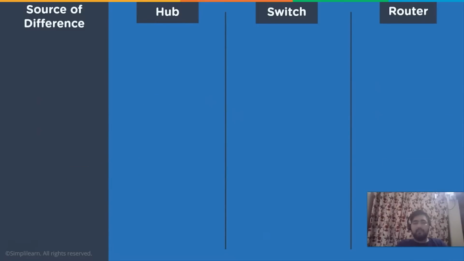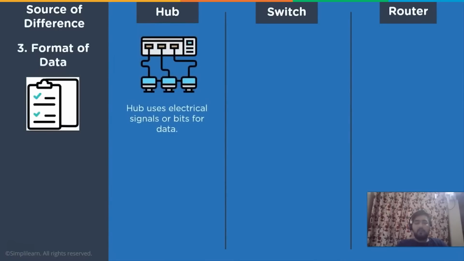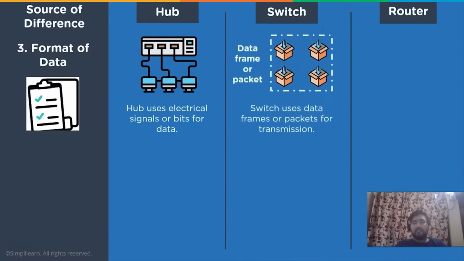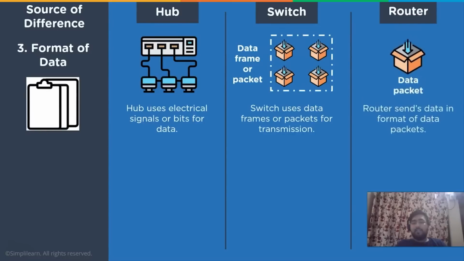Let's move on to some other differences, that is, the format of data used in each of them. A hub uses electrical signals or bits for data transmission in a network channel, whereas a switch uses data frames or data packets for the transmission of data over the communication channel. And a router uses data packets to be transferred.